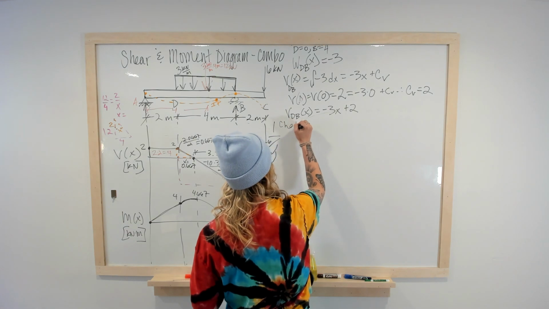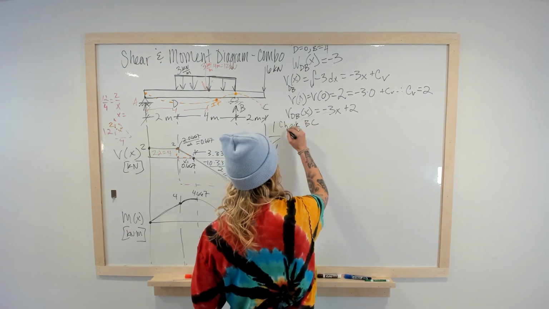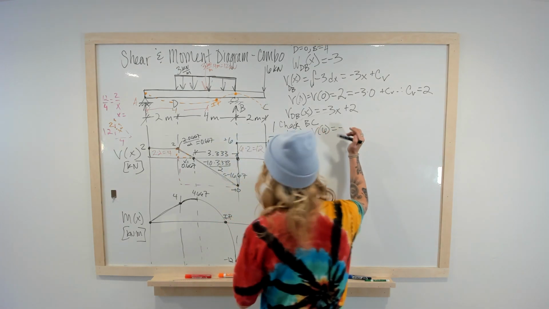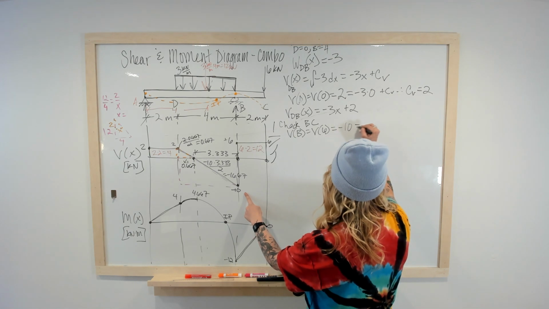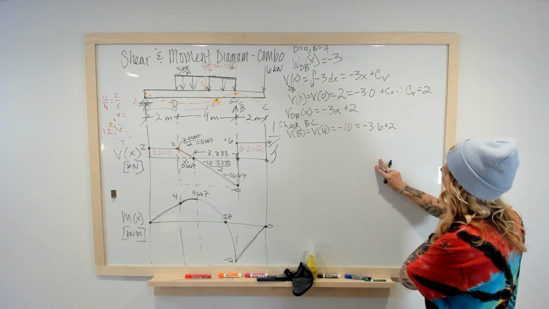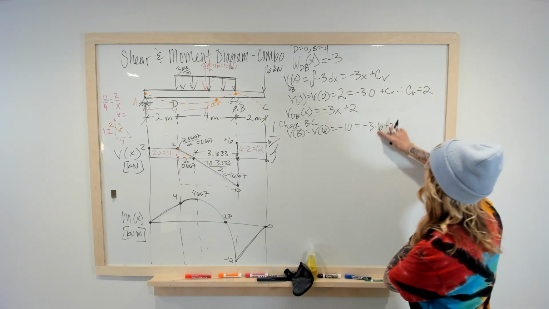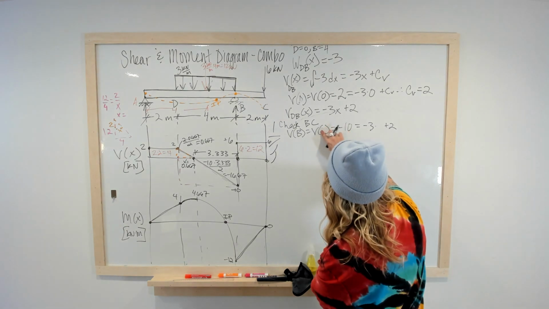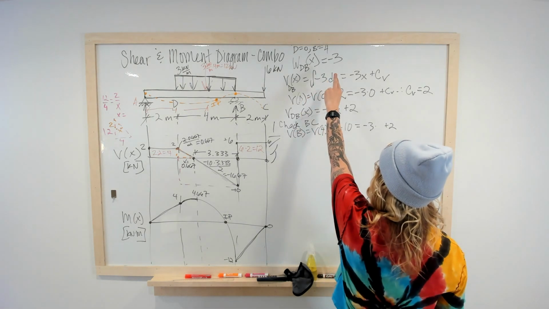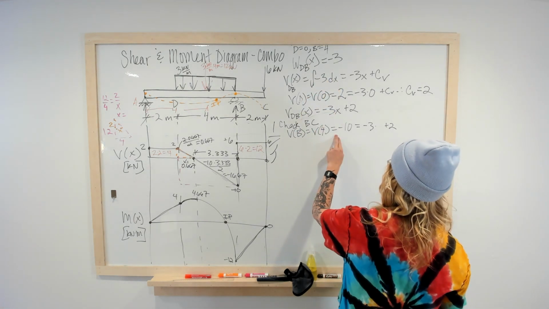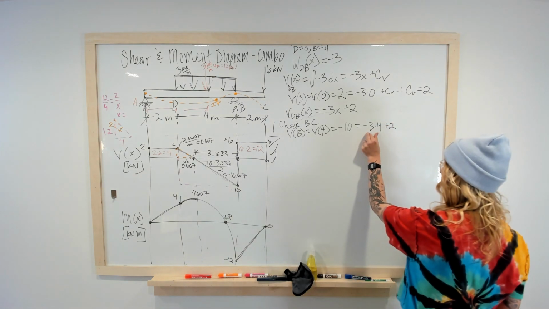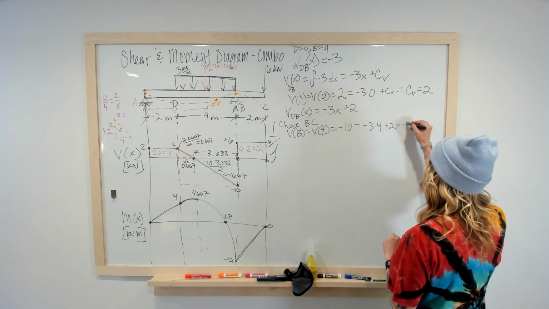Let's check this. Check boundary conditions. V of B would be equal to V of 6 would be equal to what? Negative 10. So negative 3 times 6 plus 2. Oh, not 6, sorry. This isn't 6, this is 4. That was on a different problem. This is 4, my B is 4. So V of 4 is equal to negative 10, which is negative 3 times 4, so it's negative 12 plus 2. That's equal to negative 10.